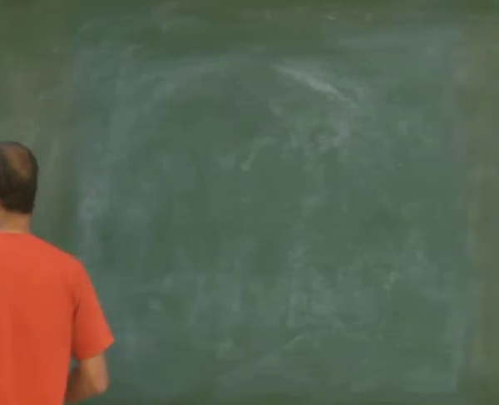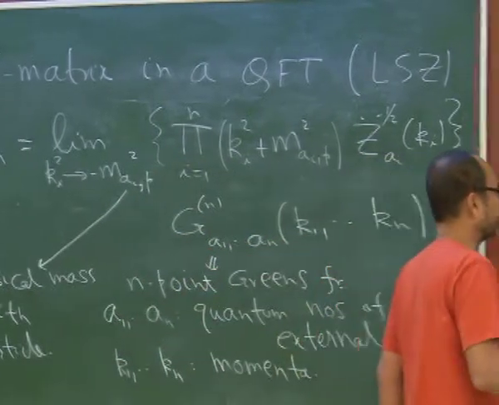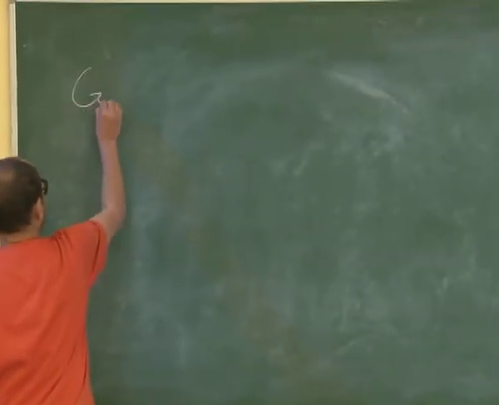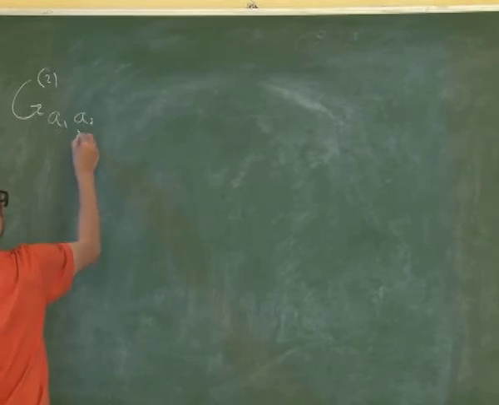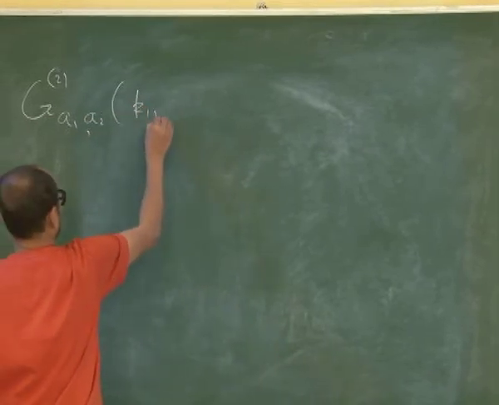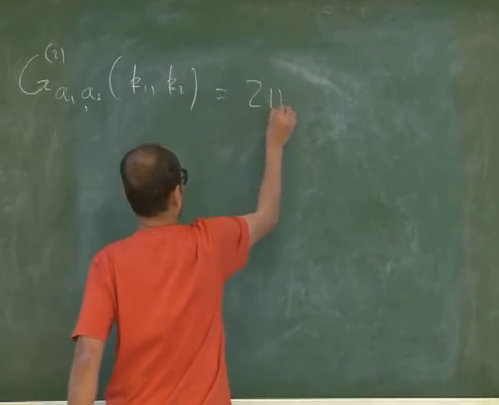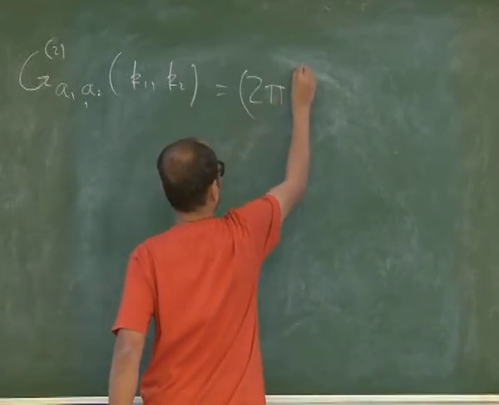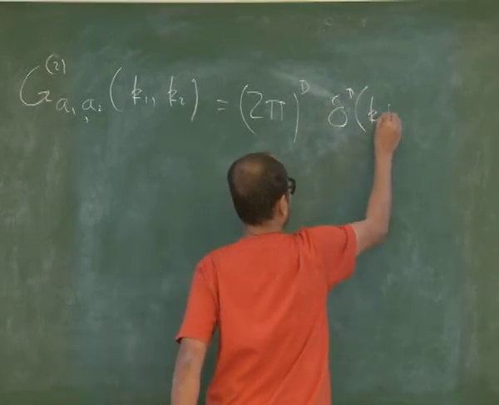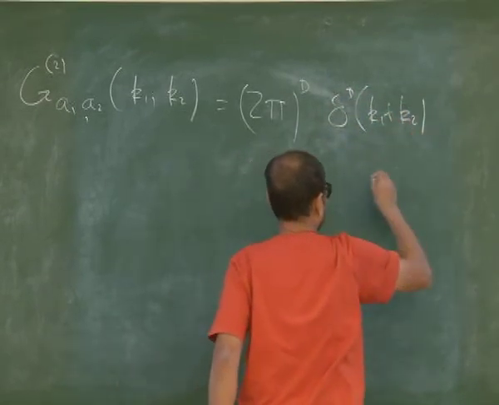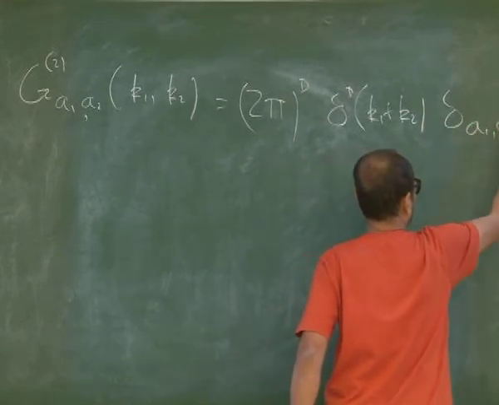Now, how to define these objects? These objects are defined in terms of the 2-point Green's function, G_2(a_1, a_2, k_1, k_2). So this is given by, first of all, a momentum conserving delta function, (2π)^d δ^(d)(k_1 plus k_2), and then there is a delta function from the quantum numbers.